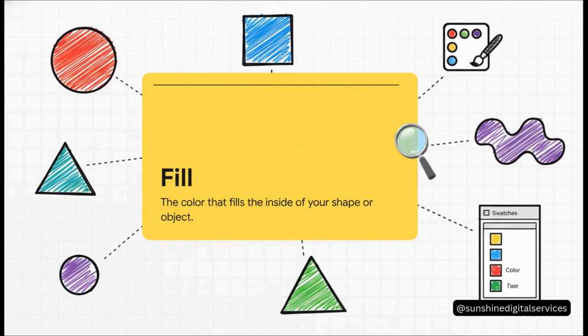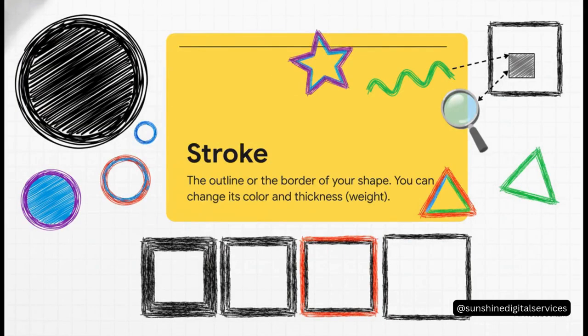Now, every single shape you make in Illustrator has 2 basic properties. The first one is called the fill, and it's exactly what it sounds like. It's the color that fills up the inside of your shape. You can change it to anything you want over in the panels. The second property is called the stroke. The stroke is simply the outline or the border of your shape. You can change its color too, and you can also change how thick or thin it is. We call that its weight. And that's pretty much it, a fill and a stroke. Those are the 2 fundamental building blocks of almost everything in Illustrator.